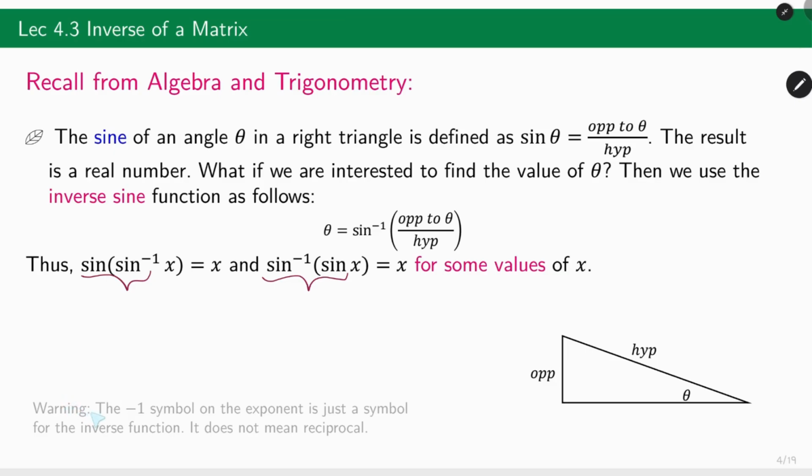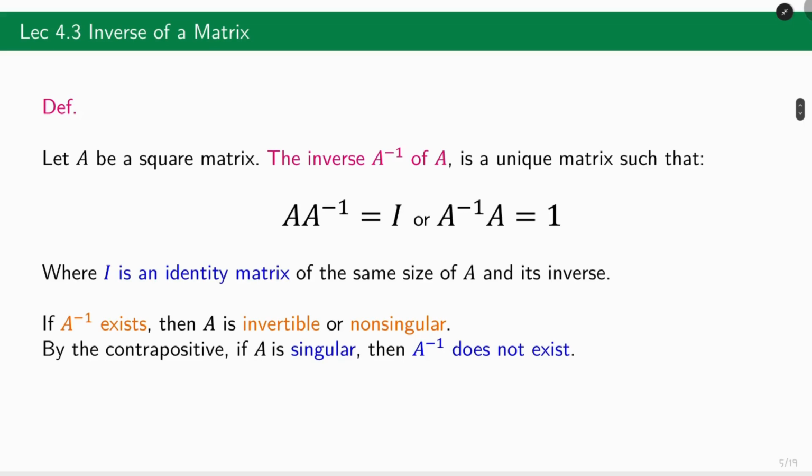But always remember, the negative 1 symbol on the exponent is just a symbol for the inverse function. It does not mean reciprocal. Just like this one. When you say arc sine, this one doesn't mean that you're going to take the reciprocal of it, okay? This is wrong. So be careful.